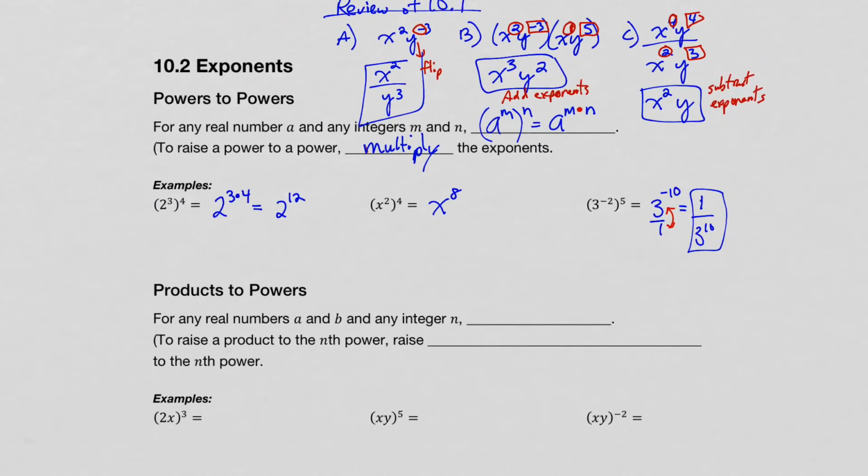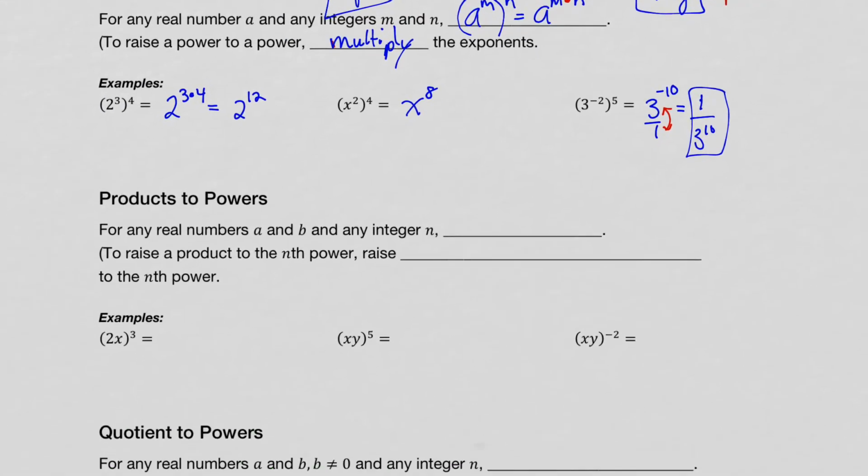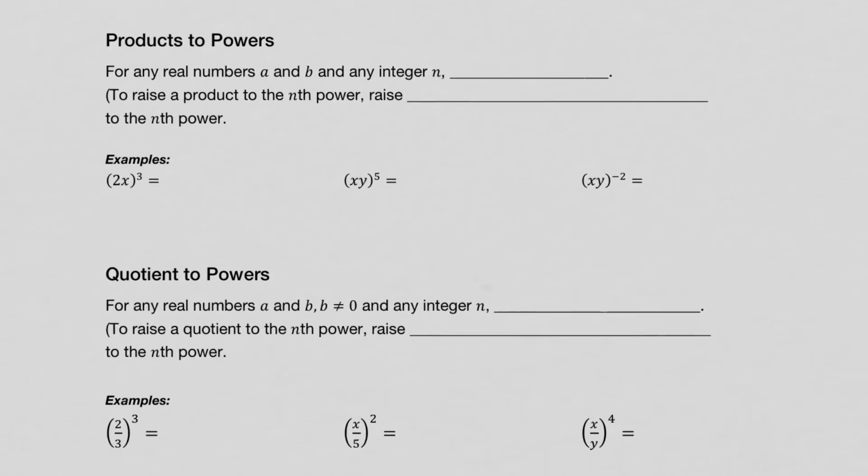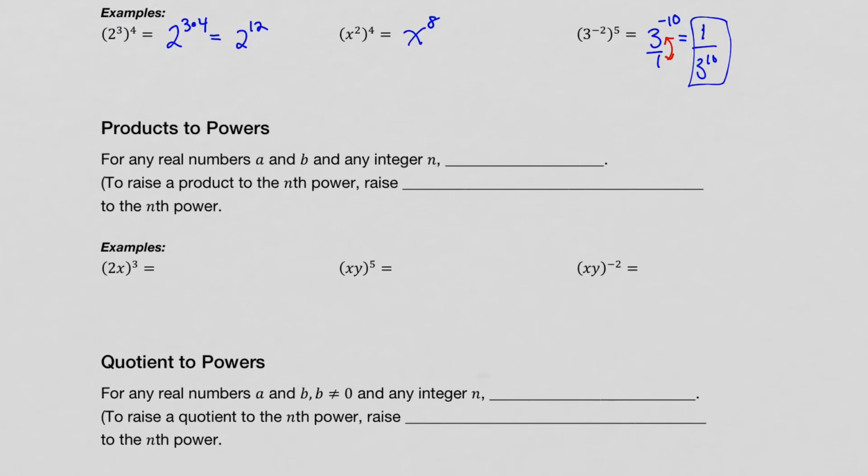Okay, so next one is product to powers. And this one is for any real numbers a and b and any integer n. So the product we're talking about is two different bases raised to the same power. You're basically going to apply this power to both of these, through multiplication. So both of those have an invisible 1, so it's going to be a to the n and b to the n.